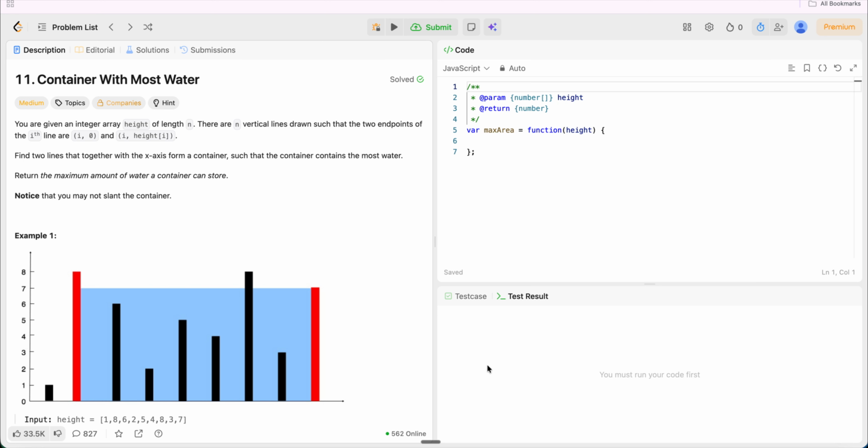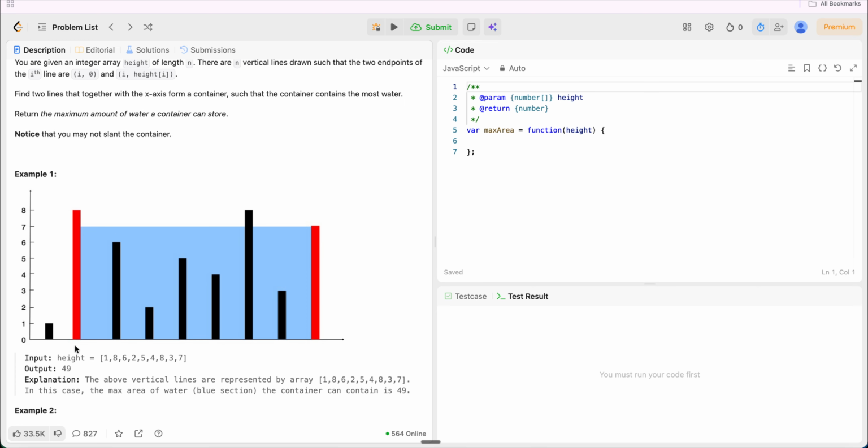You are given an integer array height of length n. There are n vertical lines drawn such that the two endpoints of the ith line are (i, 0) and (i, height[i]). Let's read the other statement as well. Find two lines that together with the x-axis form a container, such that the container contains the most water. Return the maximum amount of water a container can store.